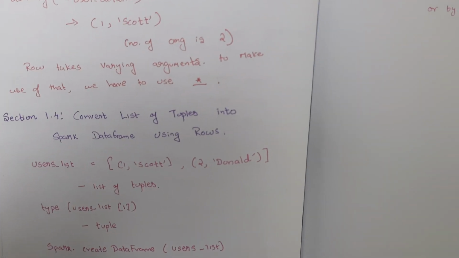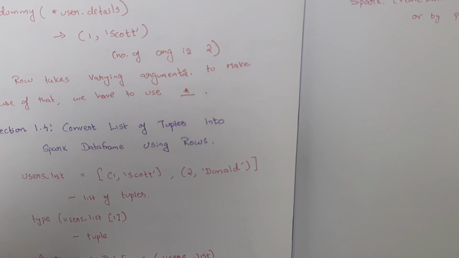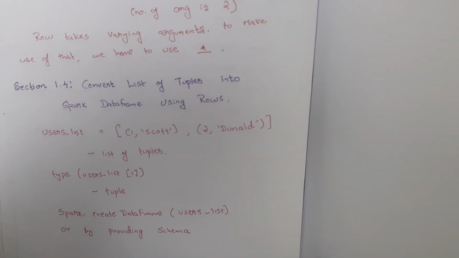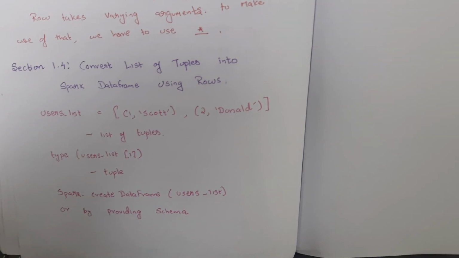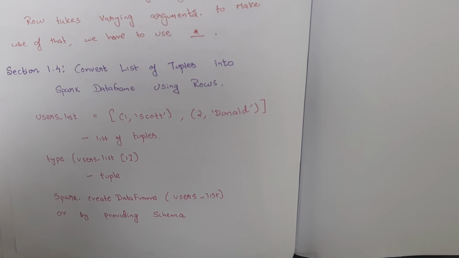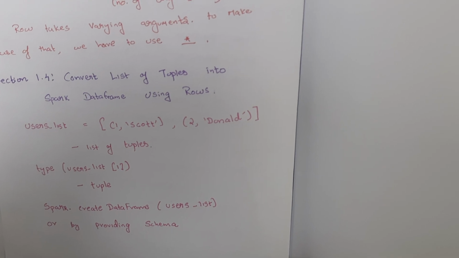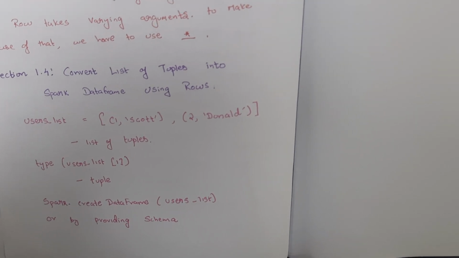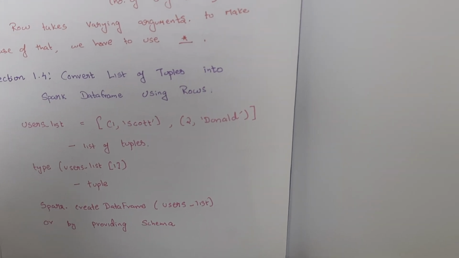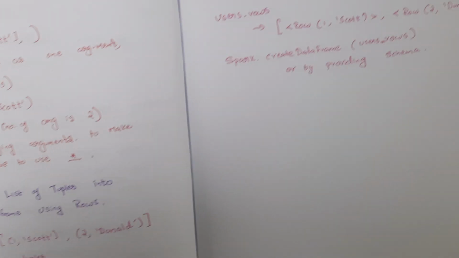In the next section 1.4, we will see a similar kind of thing: how we convert a list of tuples into a list of rows and then create a data frame on top of it. This is very similar to what we have seen earlier. We have a users list, which is nothing but a list of tuples. If I print the type, I can see that the element inside the list is a tuple. As we saw in earlier sessions, I can create a data frame with spark.createDataFrame(users_list) on top of the list of tuples, or even by providing the schema and data type.